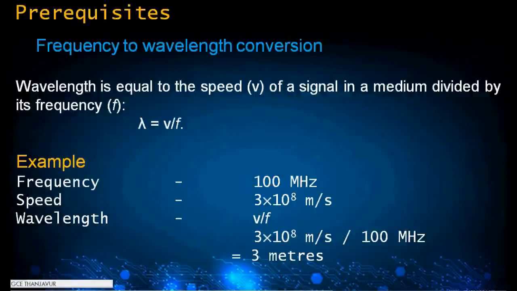If the frequency value is 100 megahertz, what is the wavelength? We can find out. There is a formula, lambda equals v by f. v is the speed of the signal in a medium, that is 3 × 10^8 meters per second. The frequency f is 100 megahertz. Then substitute this v and f, we get the lambda value as 3 meters.